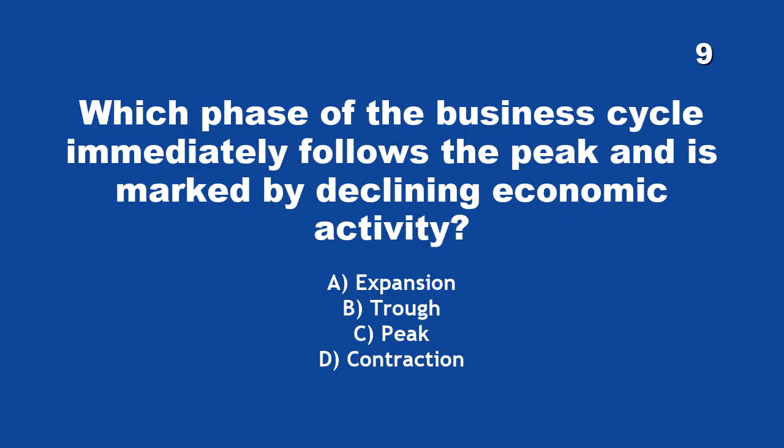Which phase of the business cycle immediately follows the peak and is marked by declining economic activity? Option A, expansion. Option B, trough. Option C, peak. Option D, contraction. The correct answer is D, contraction.